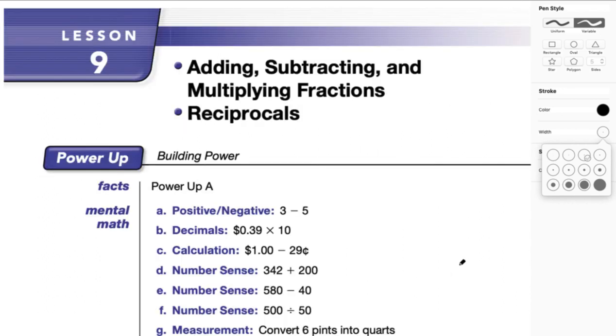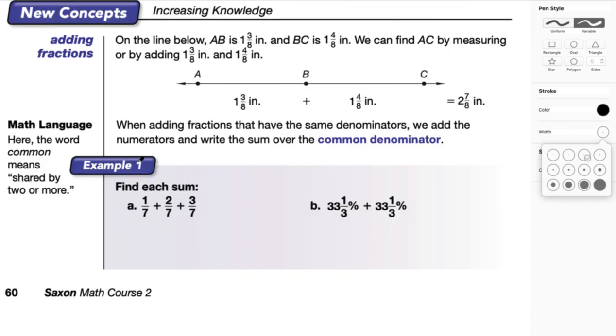Here we are at lesson 9. We're going to be talking about adding, subtracting, and multiplying fractions, and we'll also talk about this concept of reciprocals. As we discussed before, whenever we're adding fractions, we can do it as long as we have a common denominator. When we add fractions, remember that the denominator tells me how many pieces we've broken the fraction up into.